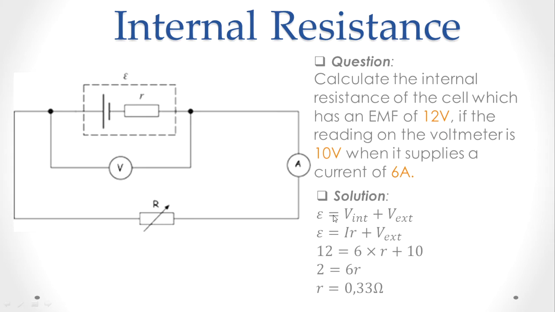Since EMF equals the sum of the internal and external voltage, our unknown here is the internal resistance. That's what we want to work out, small r over here. So we have the EMF, we have the external voltage when there's a current flowing, and we've got the current. Now we substitute it into our formula and we work out that our internal resistance is 0.33 ohm, 0.3 recurring ohm. It's a very small amount, and most of the time batteries have a very small internal resistance.